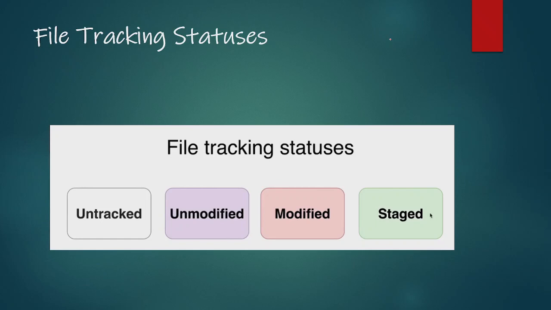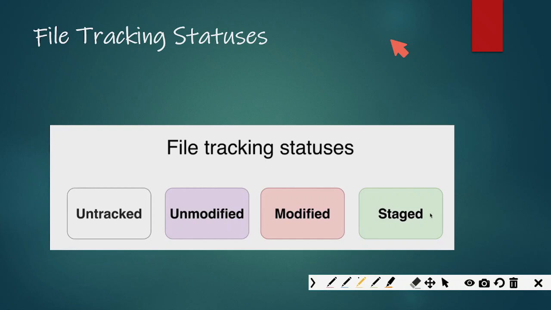Hello all. In this section, we are going to discuss what the file tracking statuses are. When we say the file status is untracked, what do we mean by that? Similarly, we will look at other file statuses as well. For example, if I have already initialized my current working directory and I add one particular file, that file will be untracked, because it is not currently tracked by Git as of now.